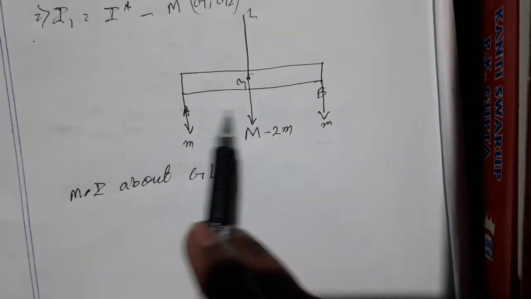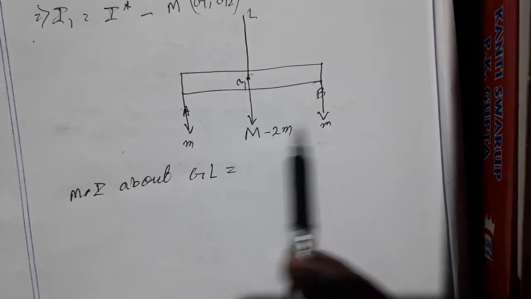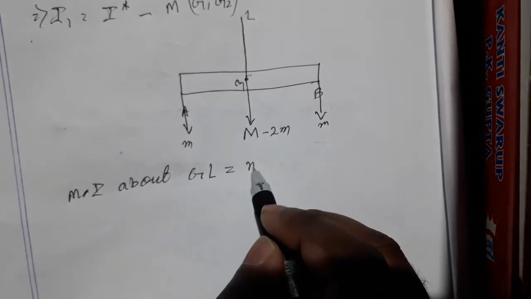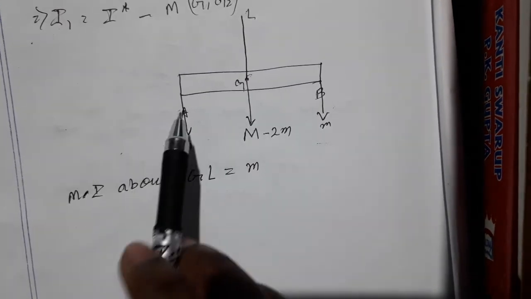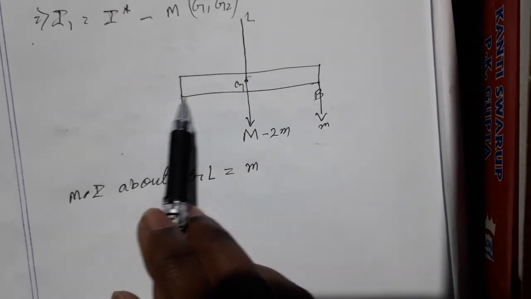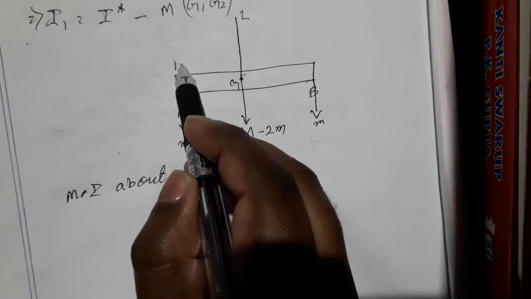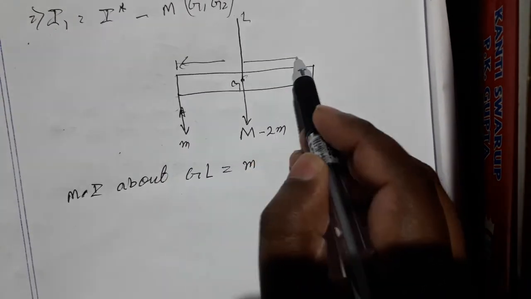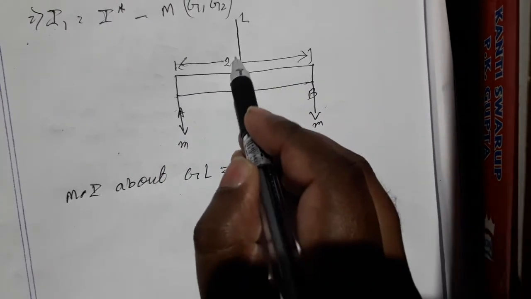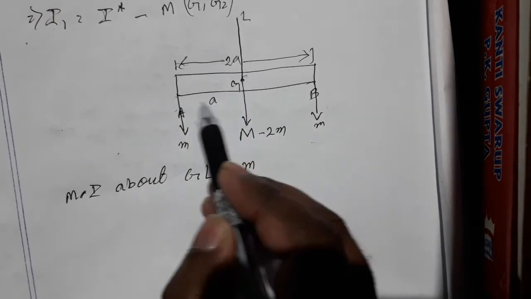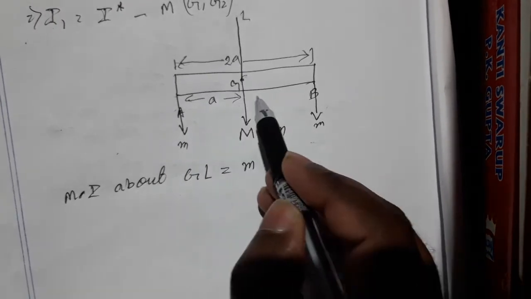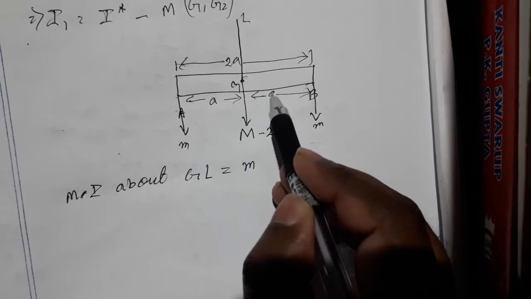So what will be the moment of inertia for this particle about GL? It is mass into perpendicular distance. So what is the perpendicular distance from here to here? This is nothing but A, because the total length, from here to here, is given as 2A. So this length will be A, and this length also will be A.